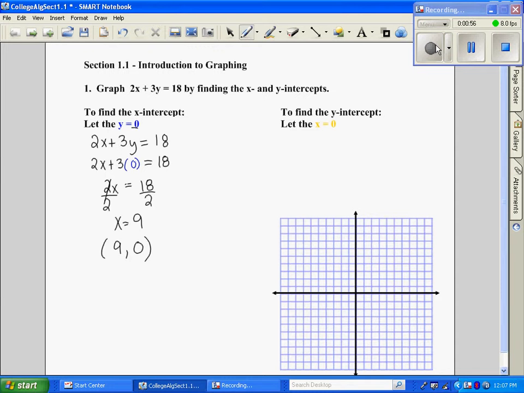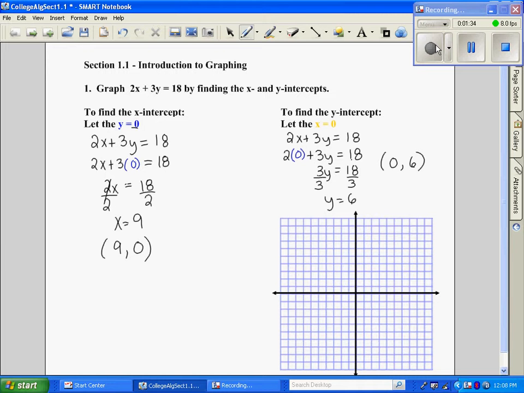On the right, we're going to find the y-intercept by letting our x equal 0. So 2x plus 3y equals 18 is our original equation, and this time we're going to substitute a 0 in the place of x. Simplify. 2 times 0 is 0, so we have 3y equals 18. Divide both sides by 3. y equals 6. The y-intercept is 6. It is represented with the ordered pair 0, 6.